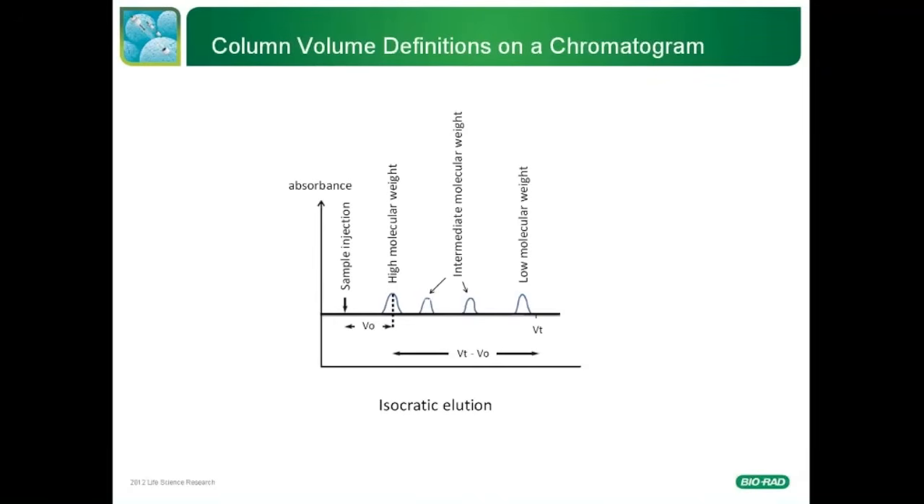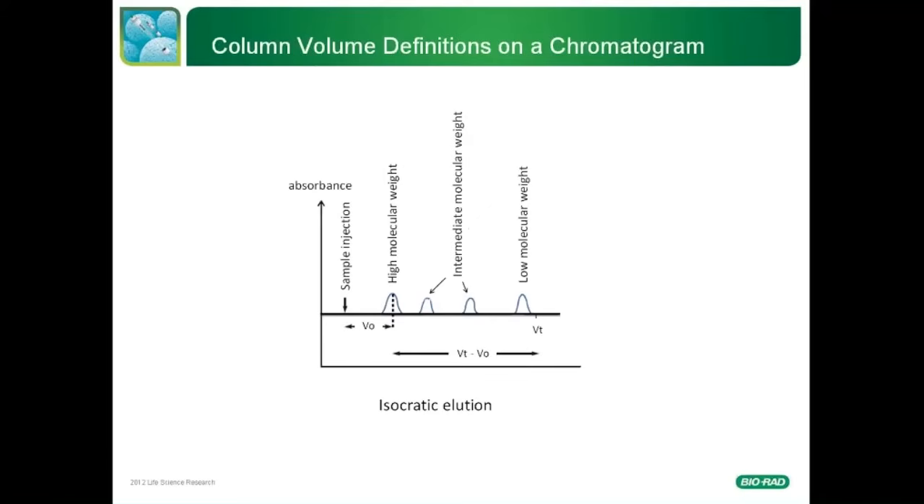So here's another way of representing these column definitions, and this is done on a chromatogram. A chromatogram is the way that experimental information is reported after biomolecules or proteins are separated on a size exclusion column.